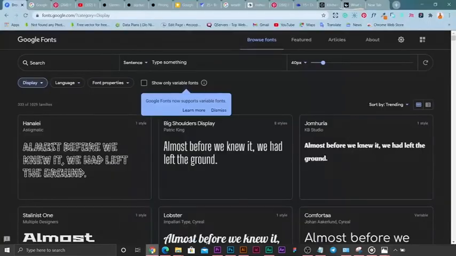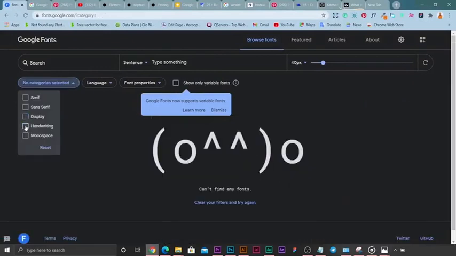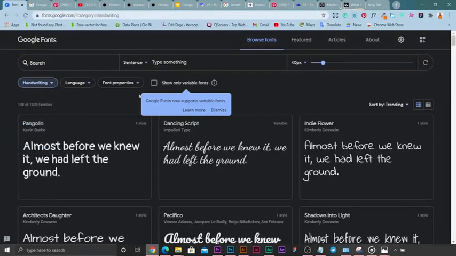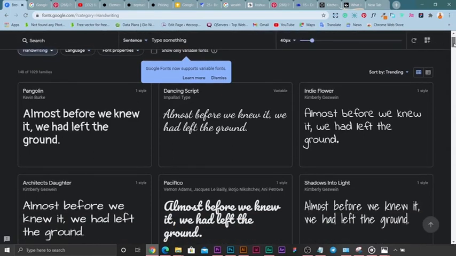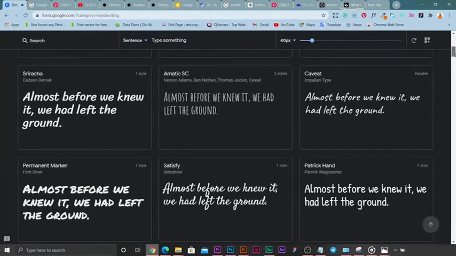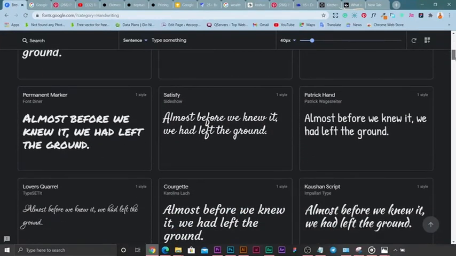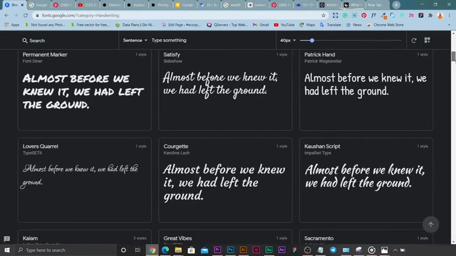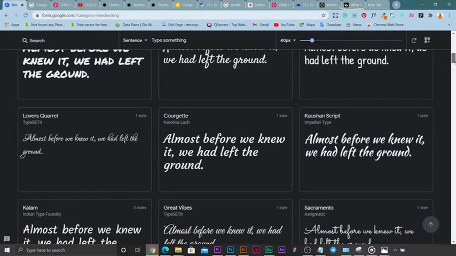So let's get back to our font category. Let's check out the handwriting. Just as the name implies, the handwriting looks like it's handwritten, right? It's also almost like display fonts that are styled or decorative, but this is more focused on being created to look like it's handwritten.